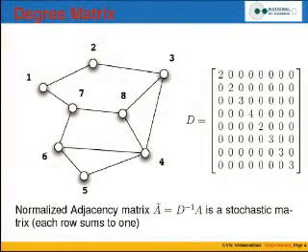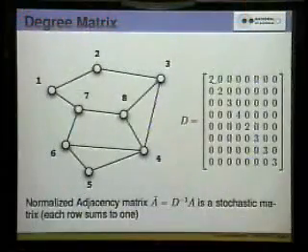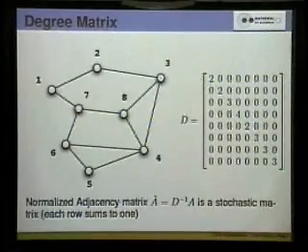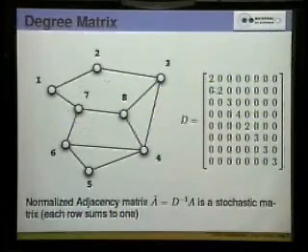And another matrix that I'll work with is the so-called degree matrix. Again, it's an extremely simple matrix. It's a diagonal matrix, and at each entry it tells you how many edges are incident upon that node. So for instance, 1 has 2 edges incident upon it, so it has 2. Well, on the other hand, 3 has 3 edges incident upon it, so it has a 3, and so on and so on.